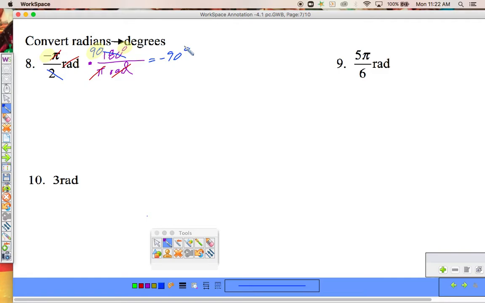So if I think about this in my head, negative pi over 2 rotates me down to here, and negative 90 degrees puts me in the same place. All right? Same thing for number 9.